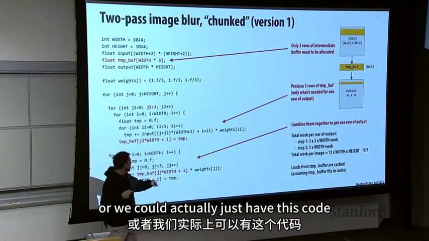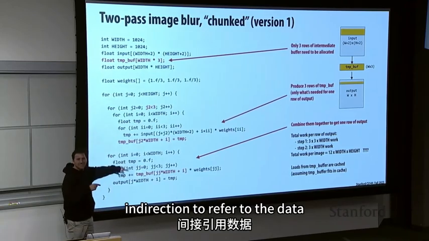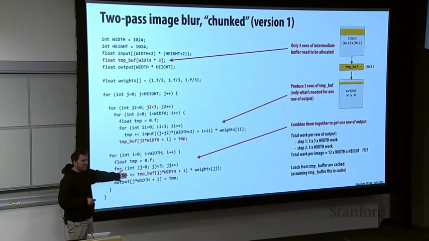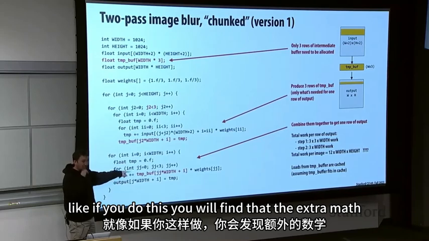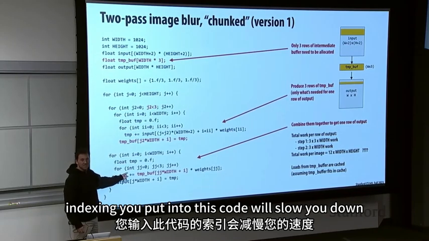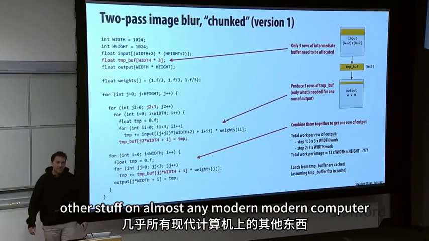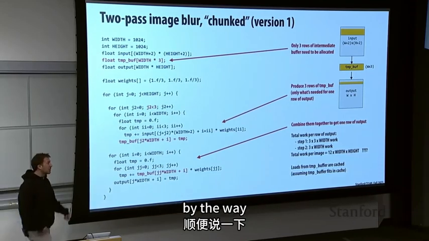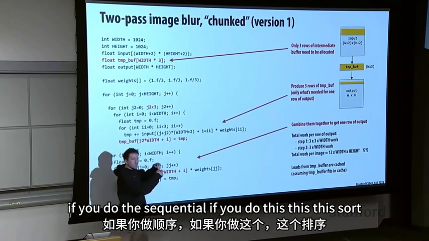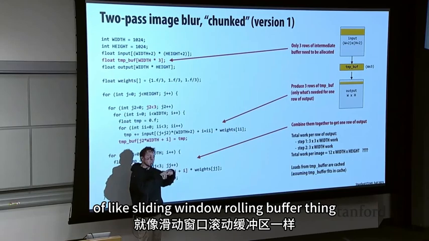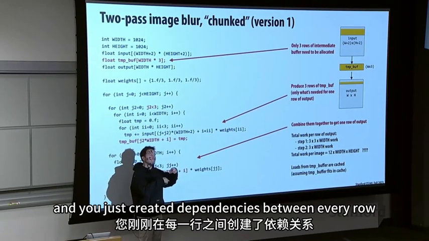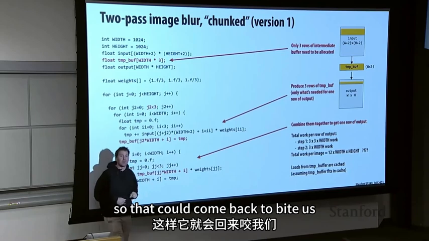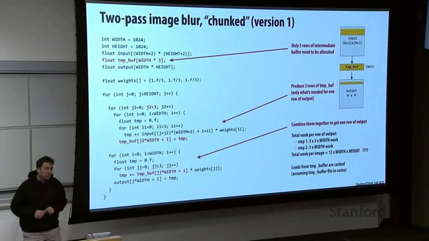Or we could actually just have this code use indirection to refer to the data. But now this code's going to get a little ugly. And in fact, by the way, if you do this, you will find that the extra math indexing you put into this code will slow you down more than other stuff on almost any modern computer. Any other thoughts? By the way, if you do this sliding window, rolling buffer thing, all of a sudden you just created dependencies between every row. And we didn't have dependencies between every row. So that could come back to bite us when we want to parallelize this thing.